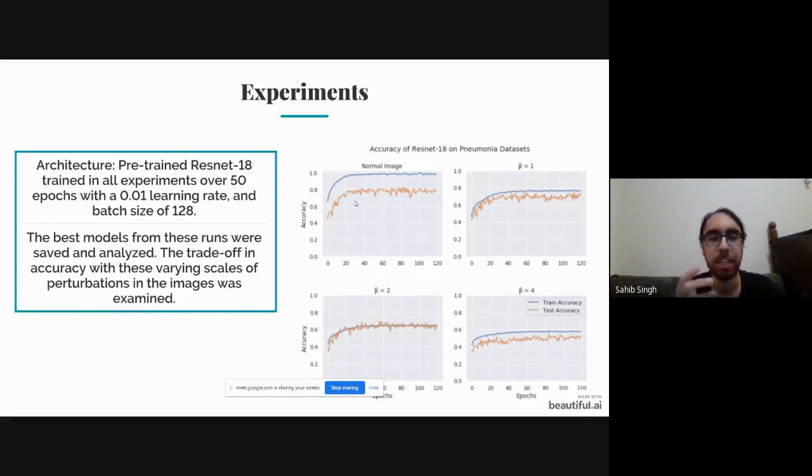So these were some of the experiments we ran. The architecture was a pre-trained ResNet over 50 epochs, with a batch size of 128. We analyzed these models and saw what the varying scale levels were.